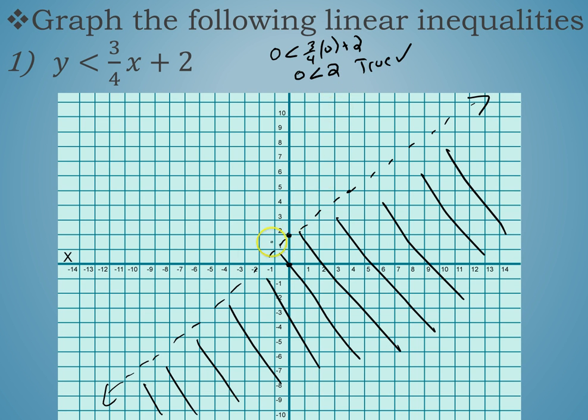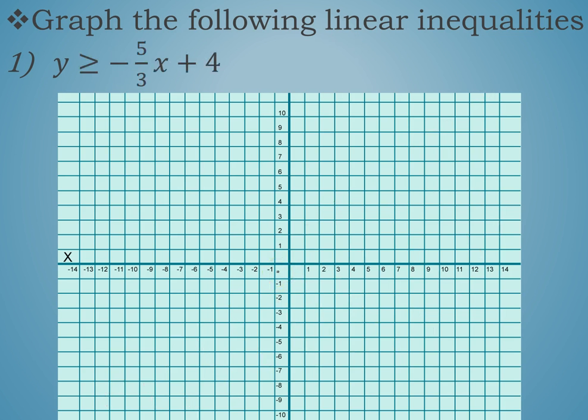If you plugged in any other point that was not in that region, like for example -4 for x and 0 for y, you would have gone -3 plus 2 is -1, and 0 is not less than -1, so that's why you know it's not a point. The origin is easiest because the x and y's go away, leaving you just nice numbers. So let's try this one.